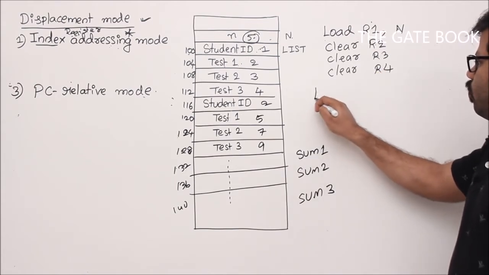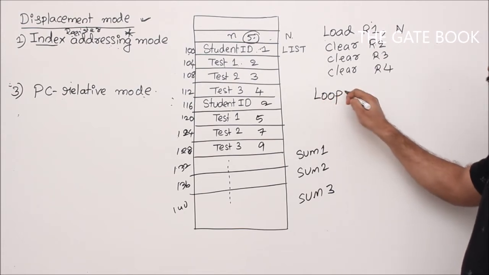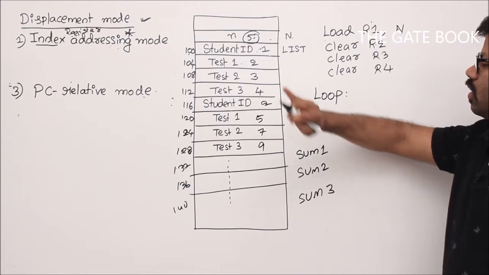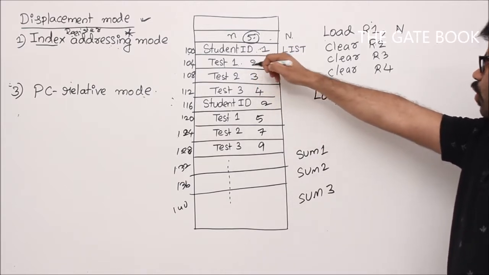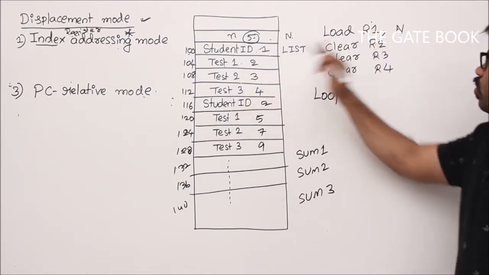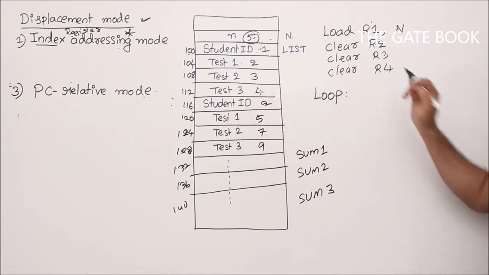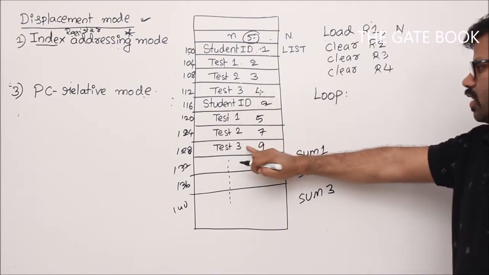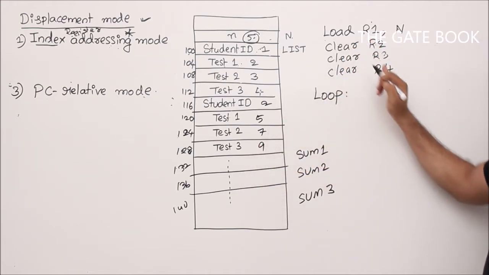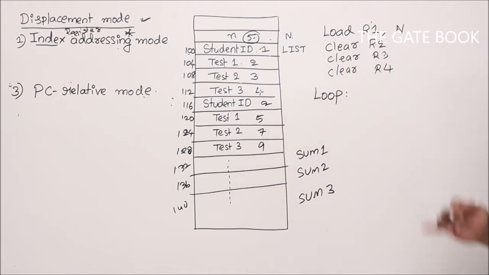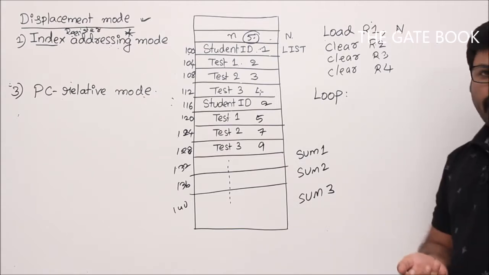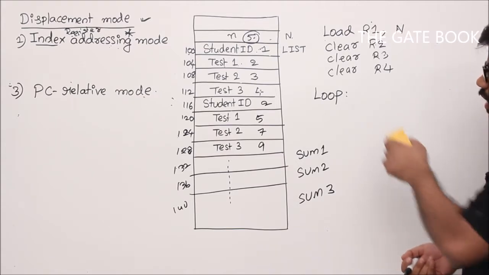In the loop, I take every student's test 1 marks and add to R2, test 2 to R3, test 3 to R4. Then I come to another student, take test 1, test 2, test 3 marks and add to R2, R3, R4 respectively. For that I have to write code. I don't know how to write it yet, but I am just thinking. Meanwhile you also think about it. So how to write it?